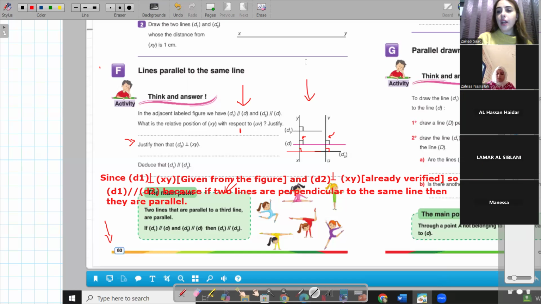Okay. We're going to open our math book on page 62, activity H. We're going to remember together the quadrilaterals. So page 62, everyone, activity H. Okay, let me just open it. One minute.